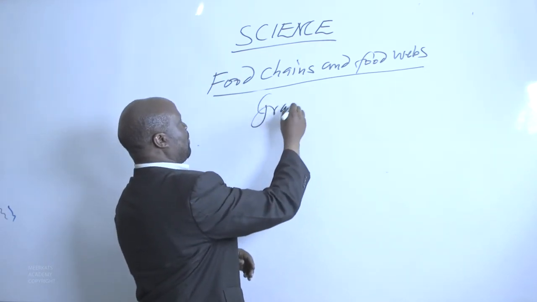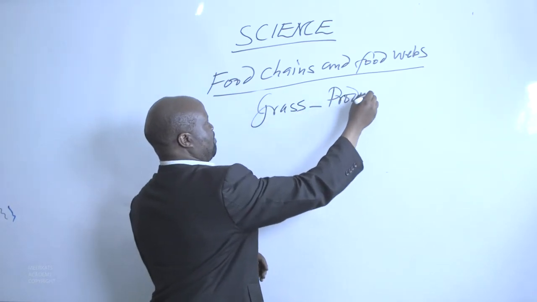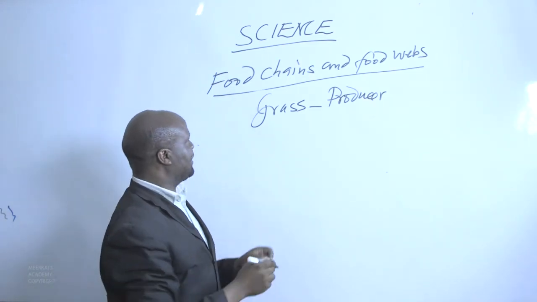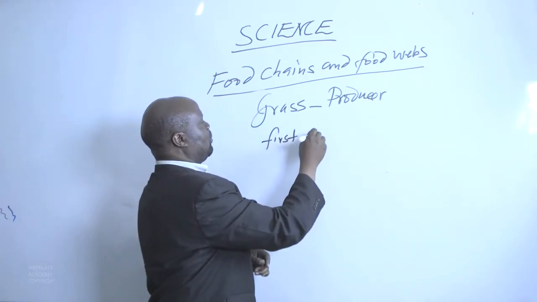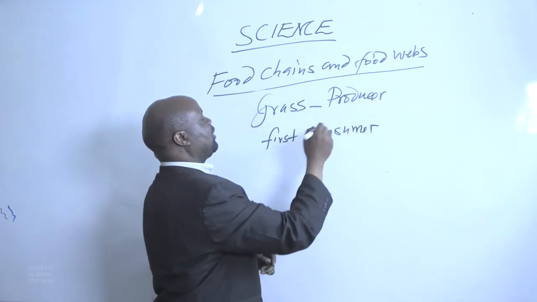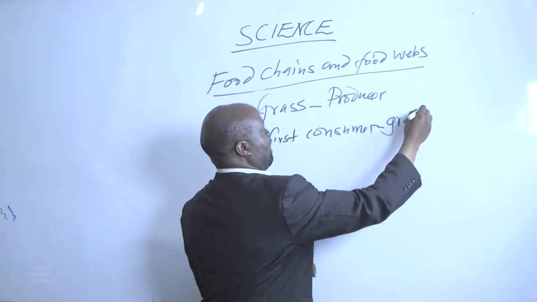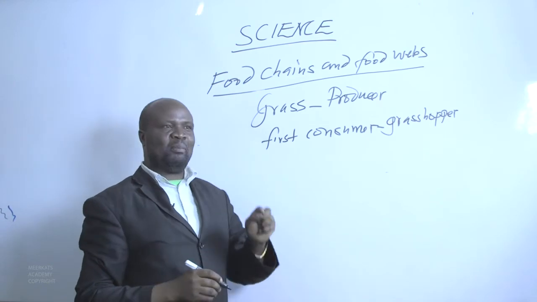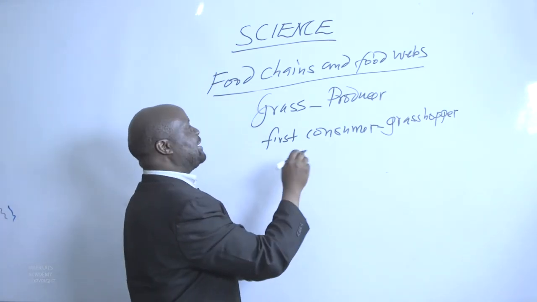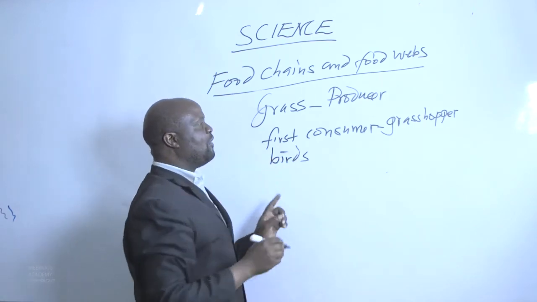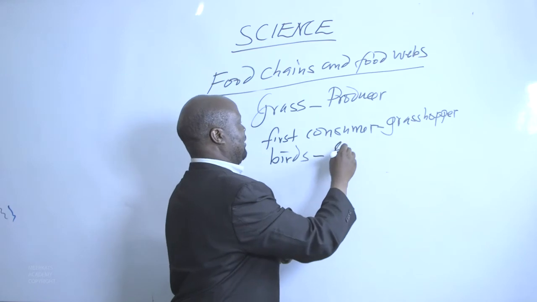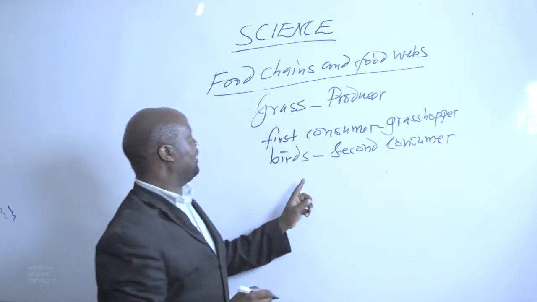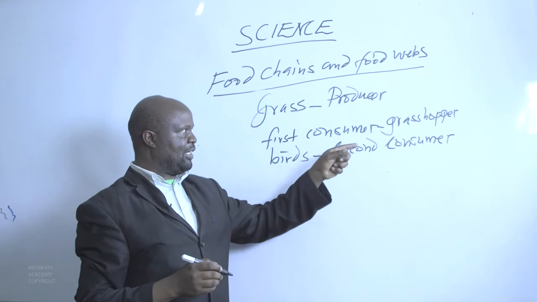So we can have our grass, and we have said the grass is the producer. The grasshopper that eats this grass becomes the first consumer. So the grasshopper becomes the first consumer. But we have the second consumer. If this grasshopper is eaten by the birds, then the birds become the second consumer, because they are getting their energy from the grasshopper.